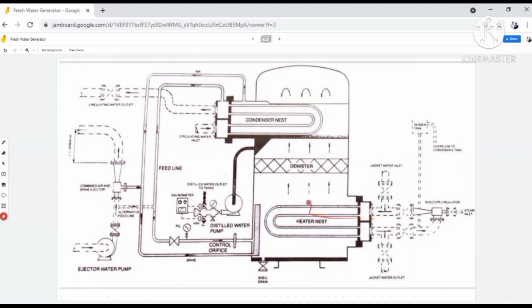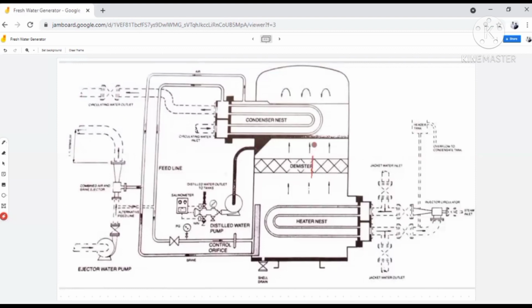So the seawater gets heated. As the seawater gets heated in a low pressure condition, or you can say in vacuum conditions, the seawater boils. And as the water boils, it transforms into water vapor, and the water vapor passes through this demister sheet. The demister sheet is made of knitted monel metal sheet, and it is used to separate all the contaminants from the water vapor.